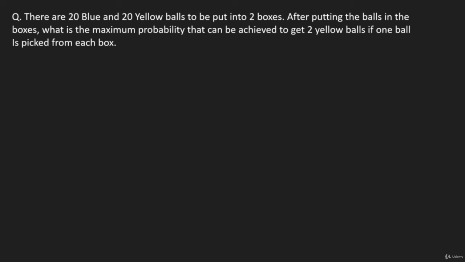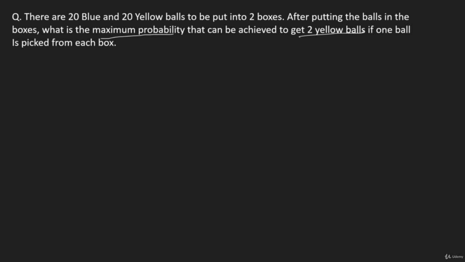Let's do this question. There are 20 blue and 20 yellow balls to be put into two boxes. Alright, after putting the balls in the boxes, what is the maximum probability that can be achieved to get two yellow balls if one ball is picked from each box? Alright, pause the video, give it a try, and then let's do it together. Alright, we are back. I hope you have given it a try.